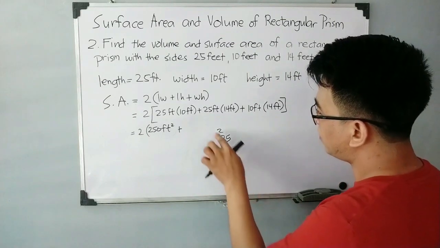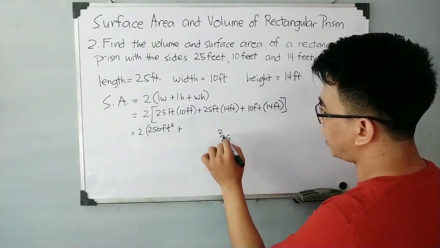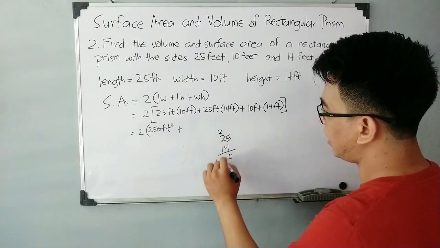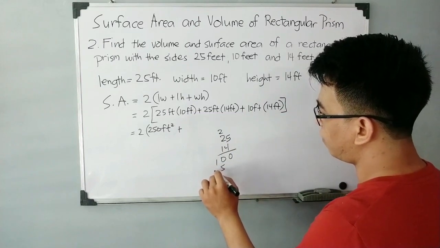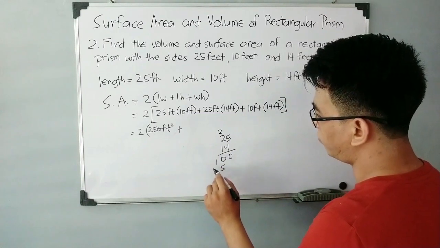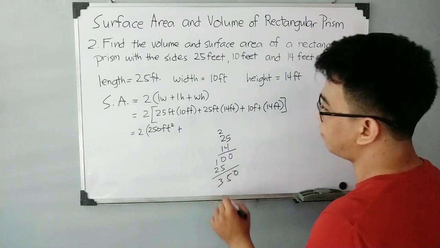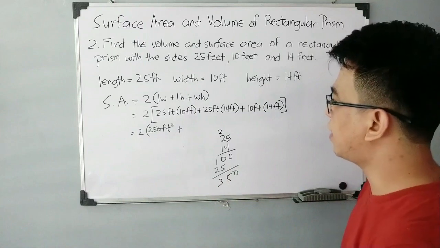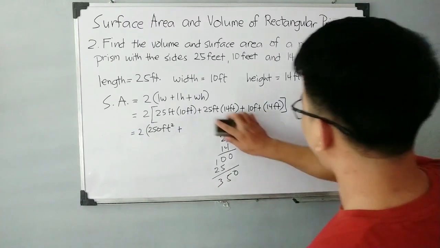You have 4 times 5, that is 20. Carry 2. 4 times 2, that is 8 plus 2, that is 10. 1 times 5, that is 5. 1 times 2, that will give you 2. And 0, 5, 350. So 350 tayo. Okay? So this is 350 feet.